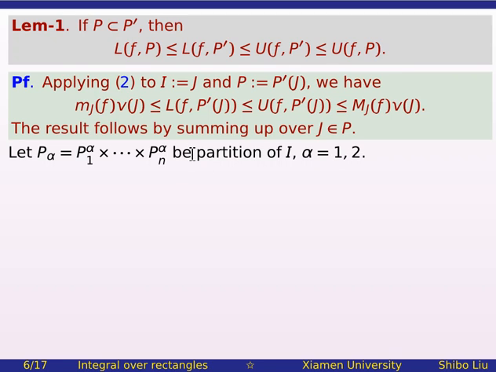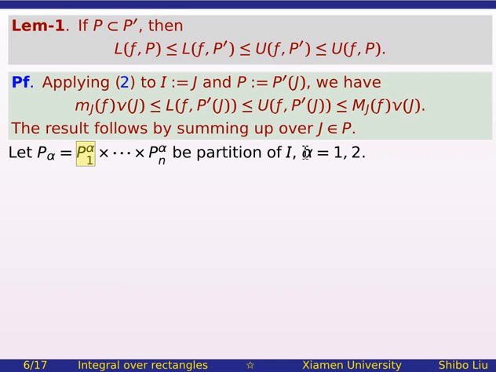Suppose we have two partitions, P1 and P2. P1 is not a refinement of P2, and P2 is also not a refinement of P1. Suppose P1 is P11 cross through P1n, and similarly P2. Here P1 alpha, P2 alpha, for alpha equal to 1 and 2, and so on, are partitions of the edges of I.